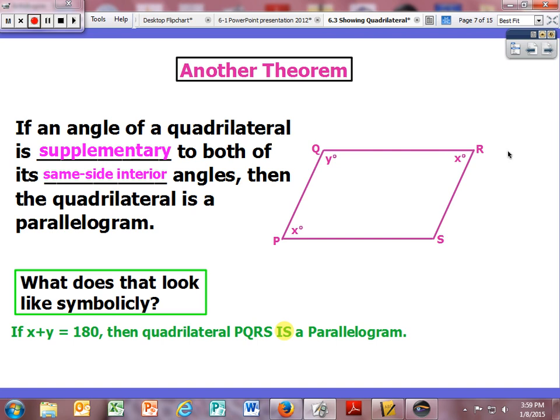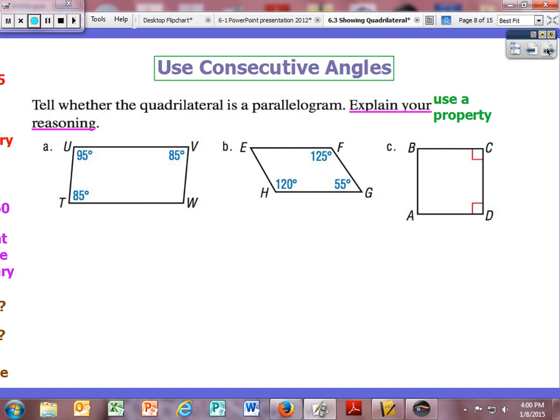Okay, here's another theorem that we're familiar with. If an angle of a quadrilateral is supplementary to both of the same side interior angles, then the quadrilateral is a parallelogram. Okay, so notice if we have these two adding up to 180 and these two adding up to 180, then we do have a parallelogram.